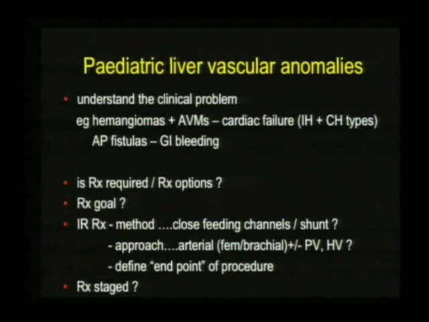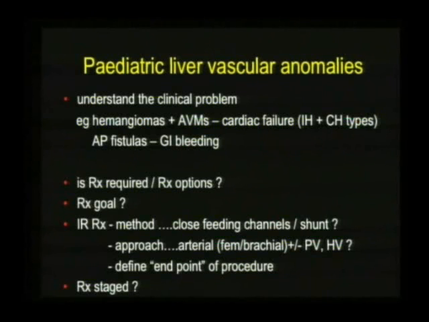We need to always have a goal. If we've got a child in cardiac failure, then our goal is to get this child out of cardiac failure, and decide how we are going to treat some of these conditions, if we need to treat them at all. Is our goal maybe just to close the feeding channels and the shunt? Should our approach be arterial? Does it need to be femoral, brachial, directly transhepatic through the portal vein, or retrograde through the hepatic vein, perhaps from a jugular approach? We also define the endpoint of any procedures we do, and understand that many of these procedures may have to be staged.